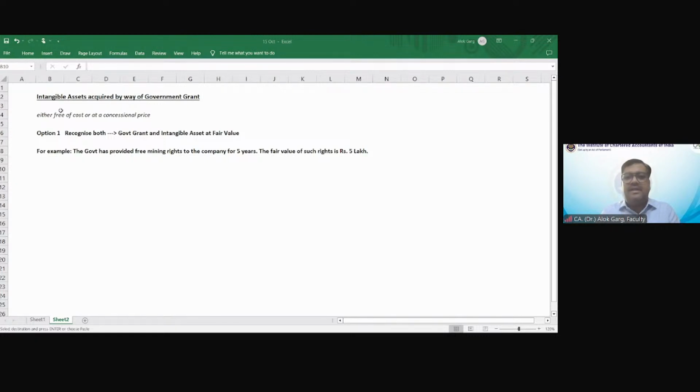At the time of acquiring rights, what is the accounting entry? This is the accounting entry, 5 lakh. Asset is 5 lakh and liability is also 5 lakh. You can see the balance sheet position is neutral.